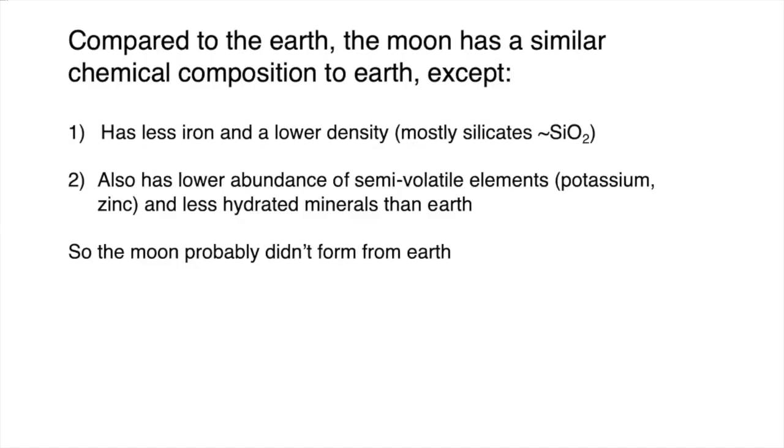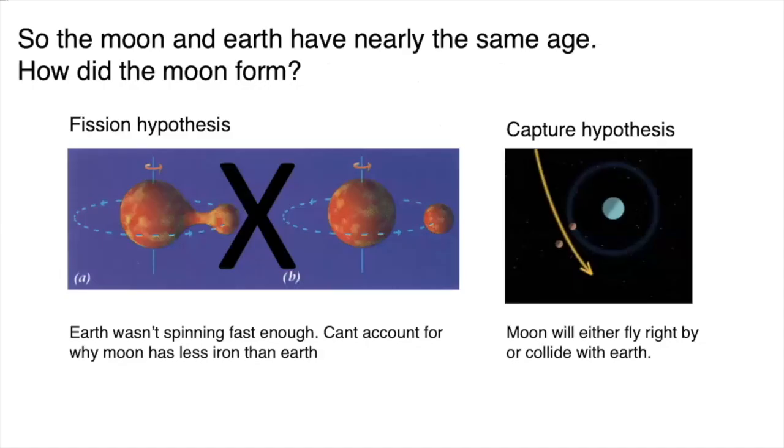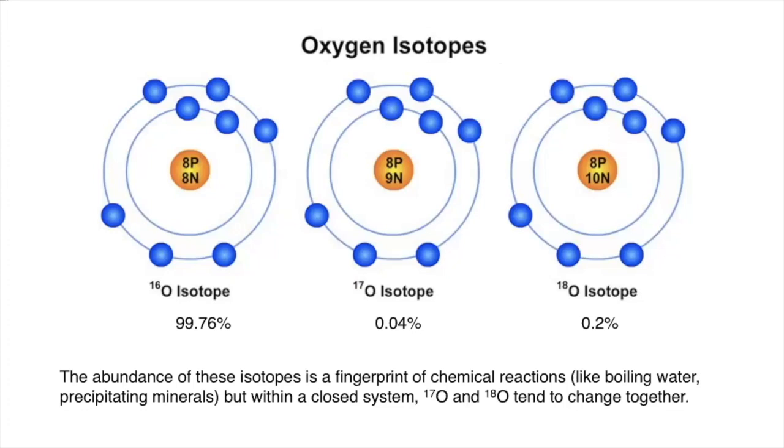So this is evidence that the moon may have formed at much higher temperatures than the Earth. And as a result, these volatile elements, including water, were lost. So the moon probably didn't form from Earth. But what about the capture hypothesis? And to address this, we need to return to isotopes.